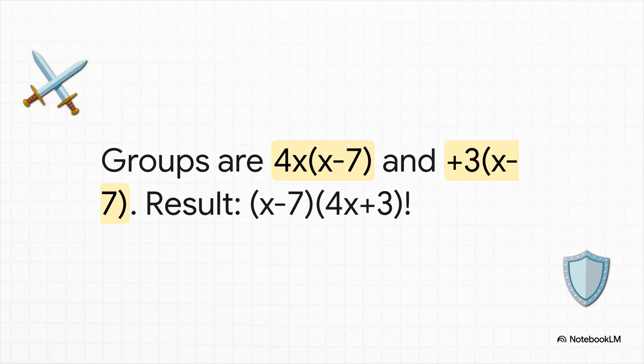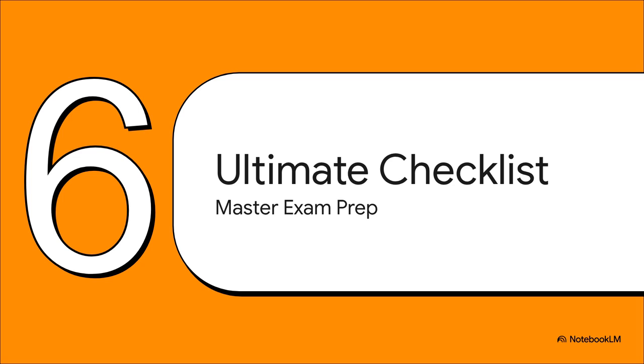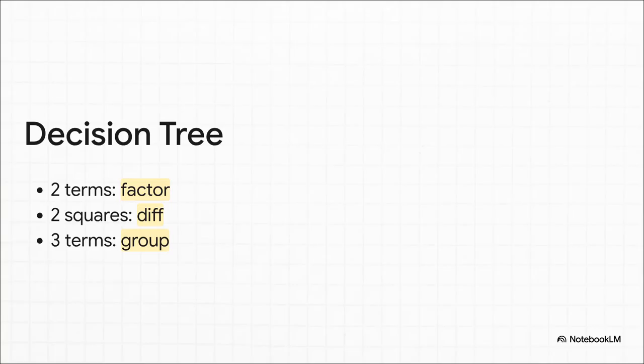Boss defeated. Section 6, the ultimate master checklist. Honestly, amazing work. We have cleared all the levels, so now I want to give you a mental diagnostic tool. Take this directly into your GCSE exam. When you're staring down a question, use this rapid-fire decision tree to turn all those confusing choices into a really simple pattern recognition game.